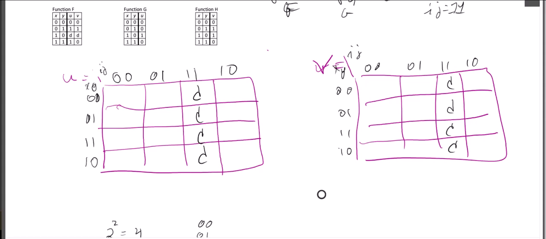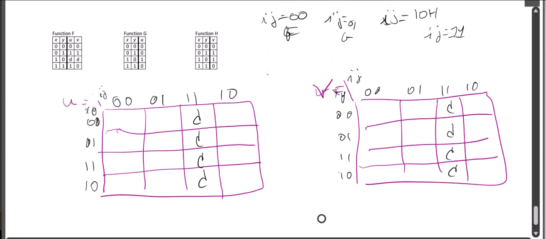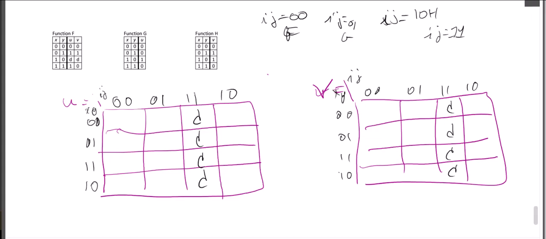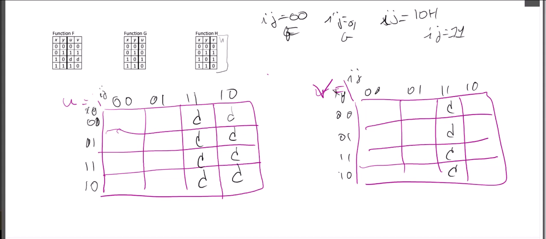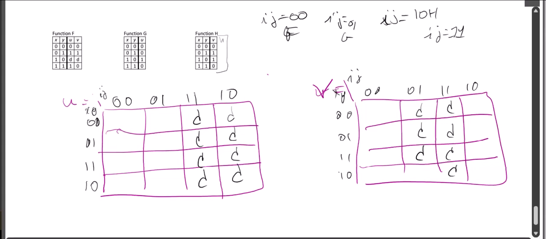Okay, now function H does not have a specification for U. So that means when ij is 1, 0, U is don't care, because function H doesn't have a U, so those are don't cares. And when we are at function G, which is 0, 1, then V is don't care.